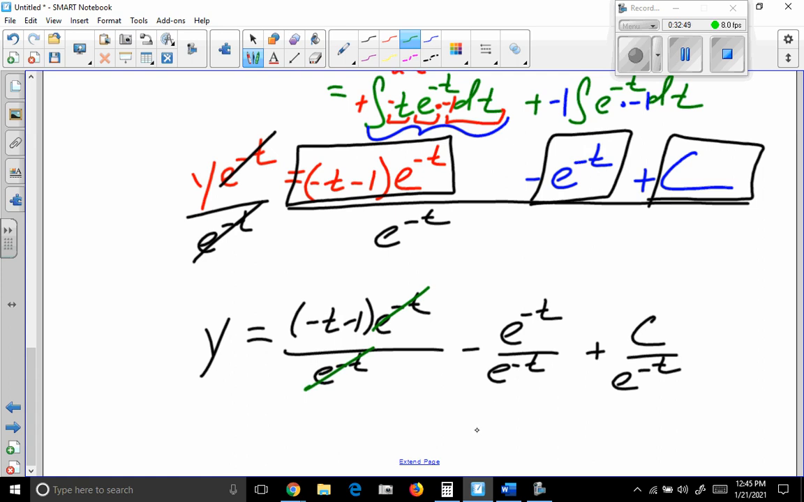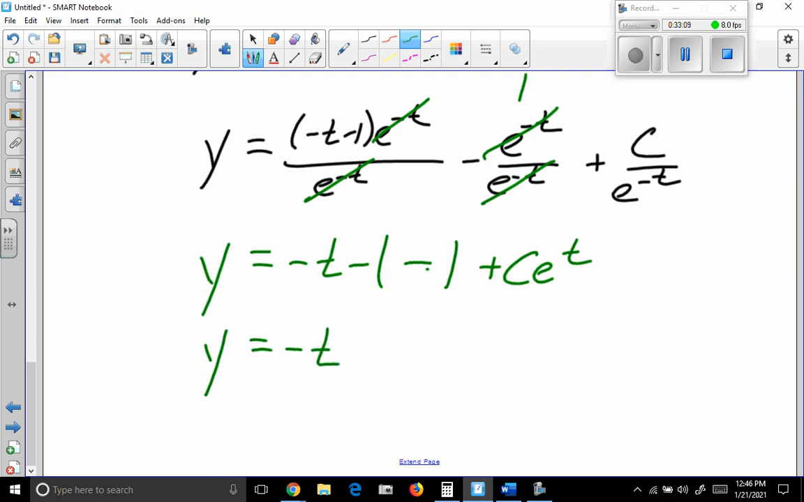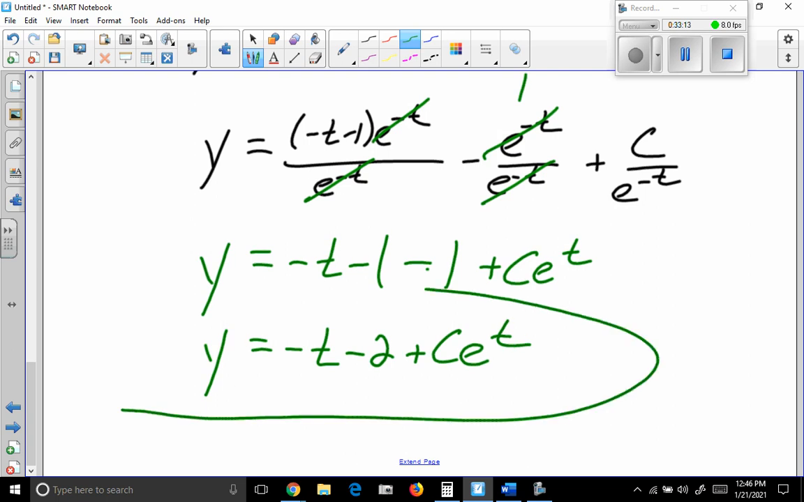So out front, those cancel. There, those cancel. So we're going to end up with y equals negative t minus 1 plus c e to the negative t, or c e to the positive t when we move that up. So this would be minus t minus 2 plus c e to the t.